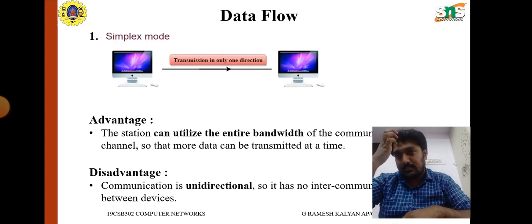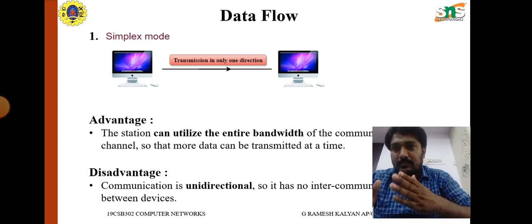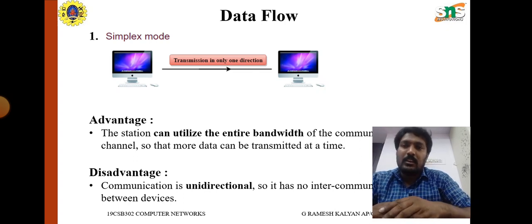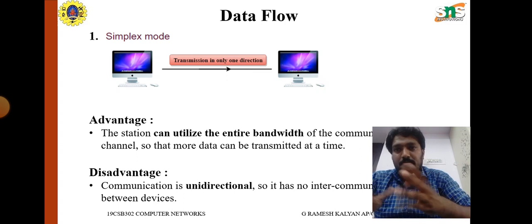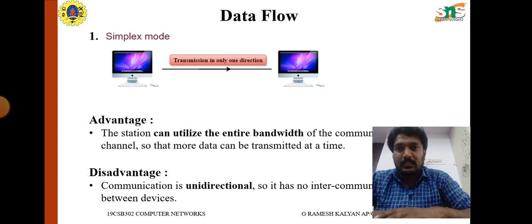Next is the diagram of a simplex mode. We have the sender system and the receiver system. The message is sent, and we can see it is a unidirectional process. The message has been sent from one system to the other, and it is not able to receive back the acknowledgement or any message. So either it can receive or else it can send. It is a unidirectional process.